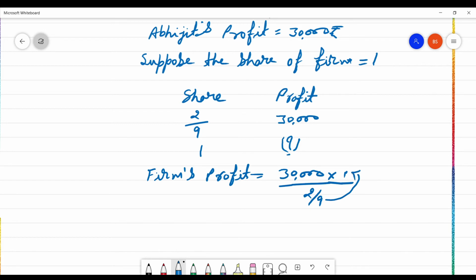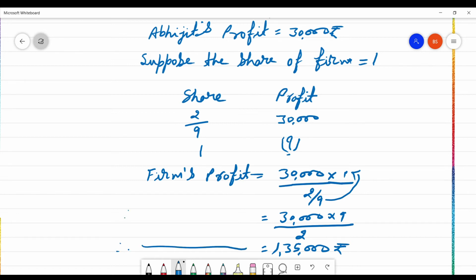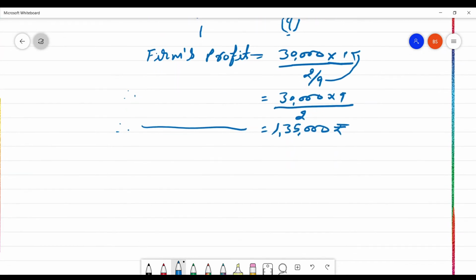9 goes to upside. 30,000 into 9/2 equals 1,35,000. This is the profit of firm. This profit is found on the basis of Abhijit's profit.